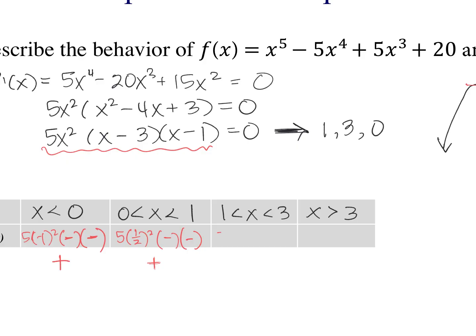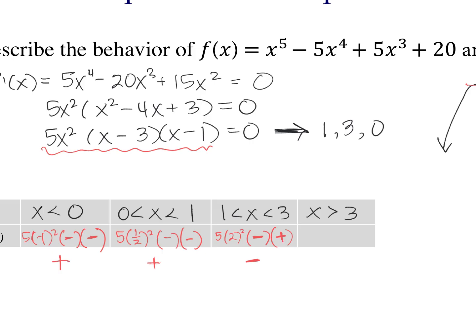2. Okay, so we'll do 5 times 2 squared. All right, what about 2 minus 3? That'll be a negative number. What about 2 minus 1? Positive number. So now for the first time, I have a 5, which is positive, a 4, which is positive. I only have 1 negative sign, so this is going to be negative. What does that tell me about 1?